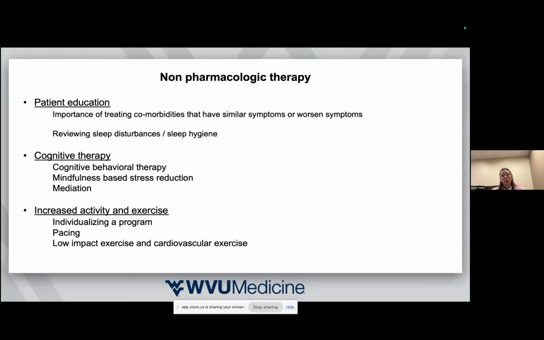Cognitive therapies are always a great option. Not everybody's always open to CBT, but always a great opportunity. Mindfulness and meditation are all great. Again, sometimes it's hard to get buy-in for certain patients.